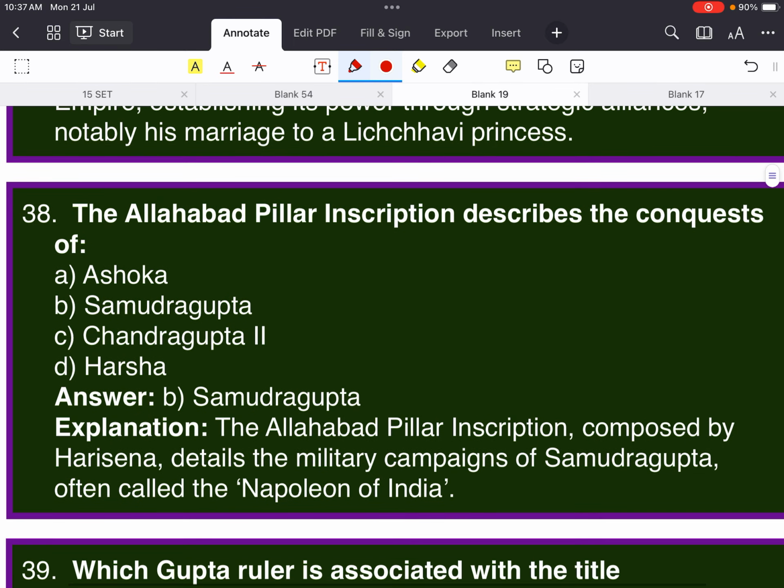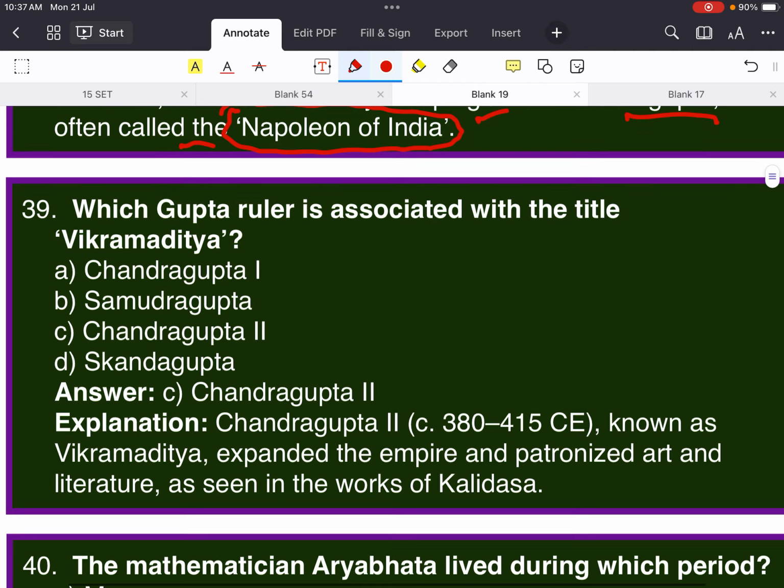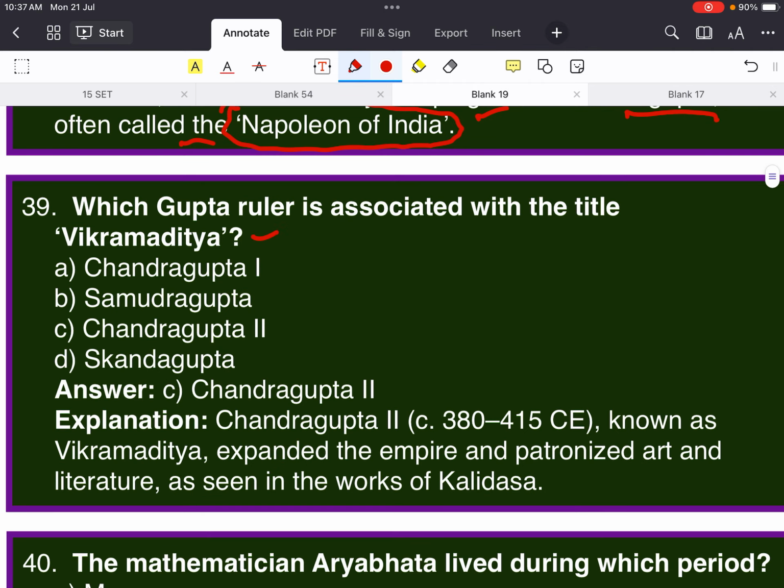The Allahabad pillar inscription describes the conquest of Samudragupta. Option B. The Allahabad pillar inscription composed by Harisena details the military campaigns of Samudragupta, often called Napoleon of India. Who is called Napoleon of India? That is Samudragupta. Which Gupta ruler is associated with the title Vikramaditya? That is option C, Chandragupta II. Chandragupta II, known as Vikramaditya, expanded the empire and patronized art and literature as seen in the work of Kalidas.